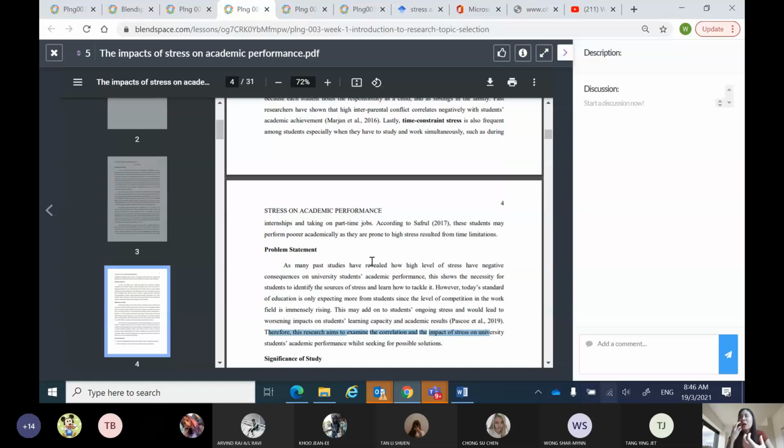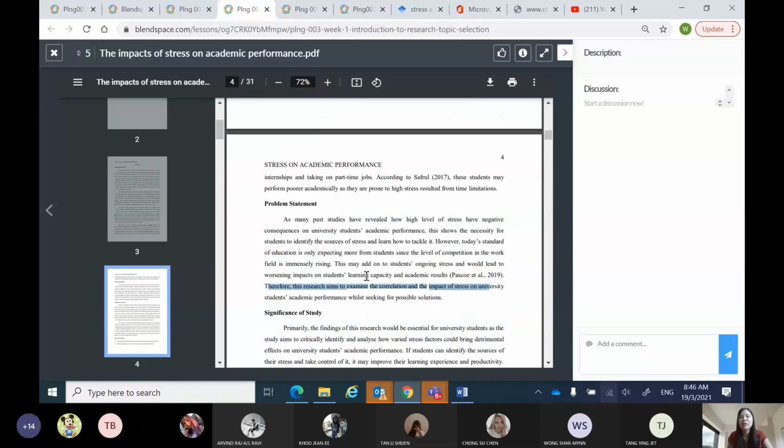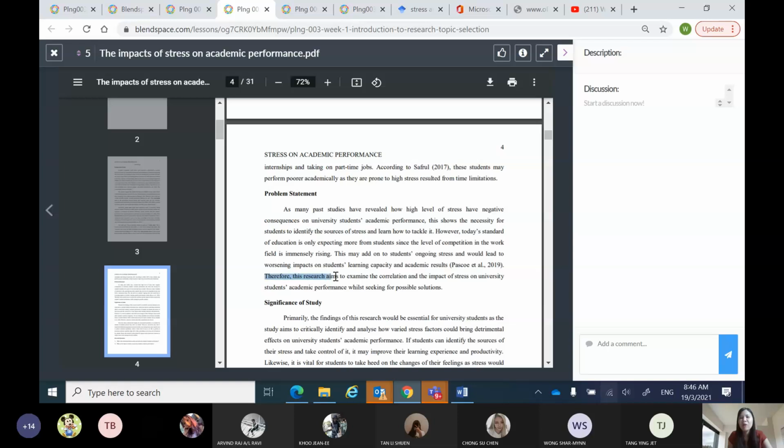What is the main point of why we want to do research about the impacts of stress on academic performance? Because stress is very prevalent in today's day and age, and that's why we want to study and understand it better. And then you must end with the aim of your research. This is the thesis statement of your paper. This is the aim of the research.